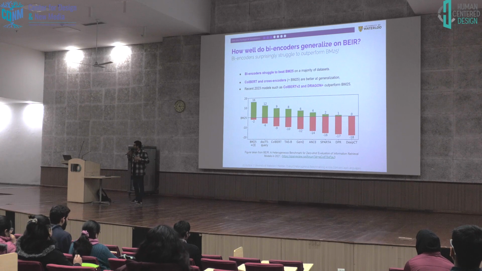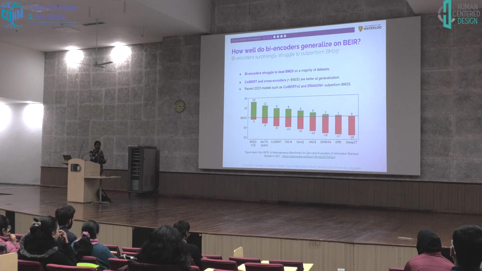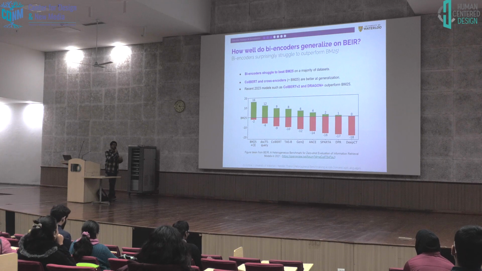So this was overall the trend which we found in different models, like the generalization performance. Generalization typically means how well does a model perform out of the box on a domain which the model has not seen. So how well does the model generalize to different domains?